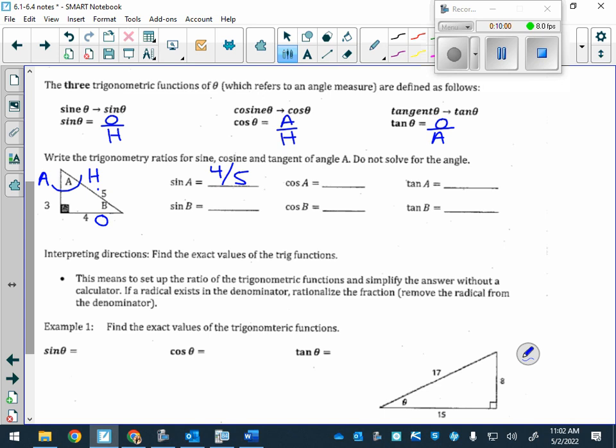What is our cosine of A? Go ahead, Lil. 3 over 5, adjacent over hypotenuse. And what is our tangent of A? Go ahead, Bri. 4 over 3.